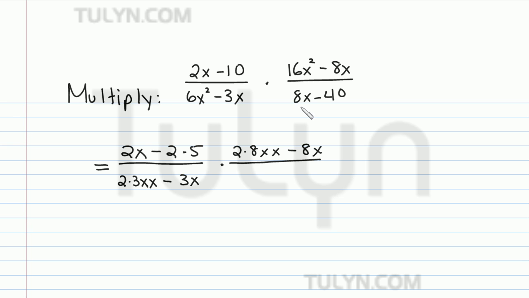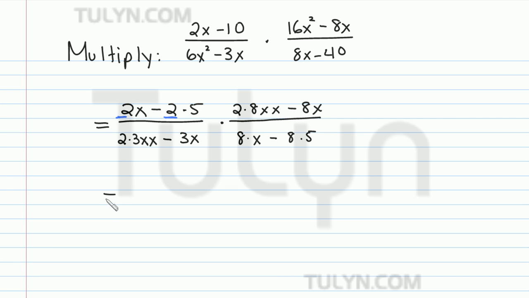And then for the denominator, there's an 8 in common, since this is 8 times x and this is 8 times 5. Basically, I'm just trying to see the largest value that we can factor out. So in the first term, there's a 2 in common, so we can factor it out, and what's left is x minus 5.